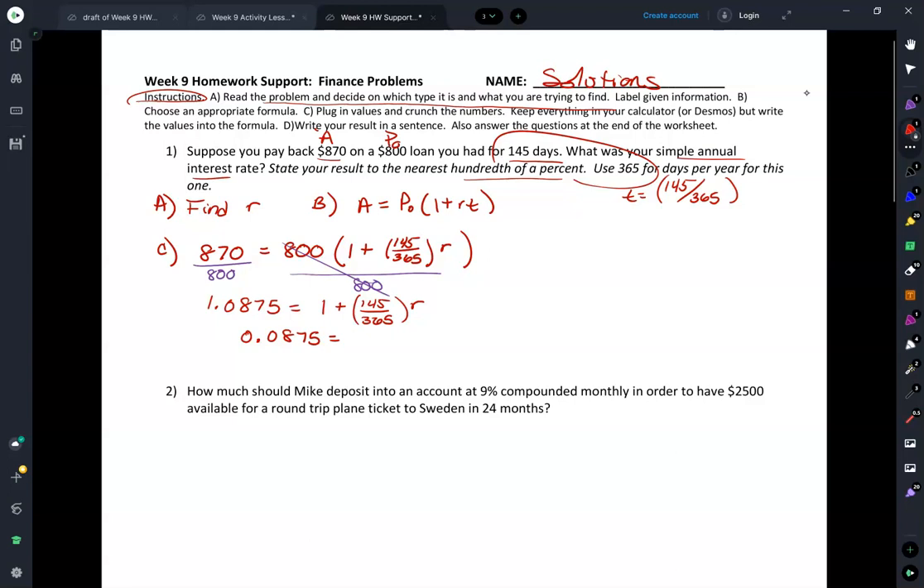Now I'm going to go ahead and do that out. 145 divided by 365 gives me approximately 0.39726, so on and so forth. I'm going to leave that in my calculator. And then I'm going to divide both sides by that number. So I'm not going to clear.